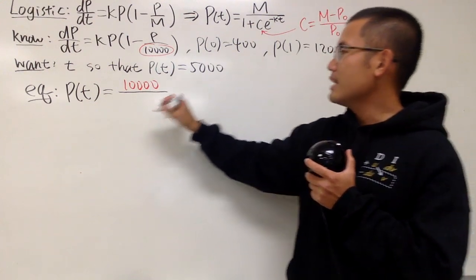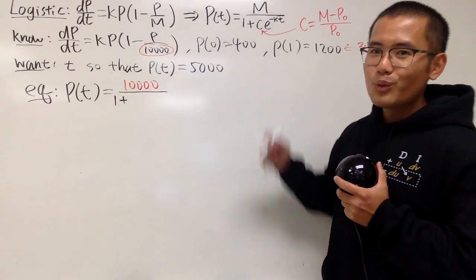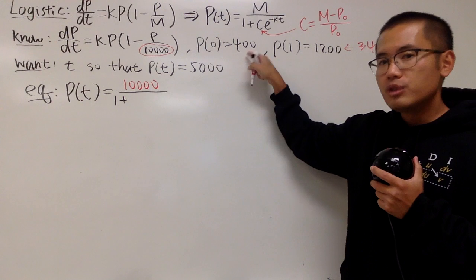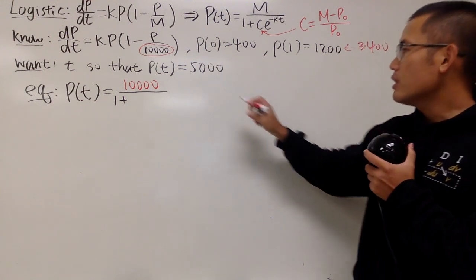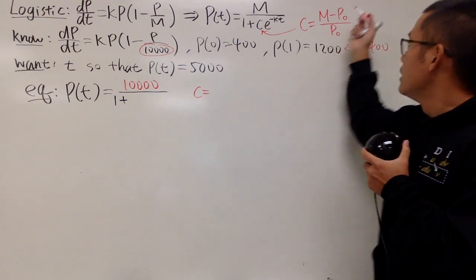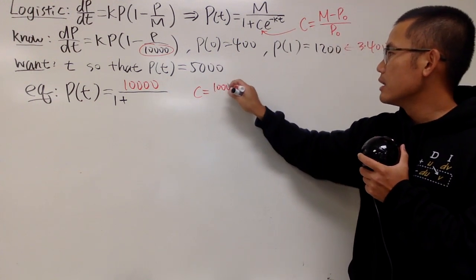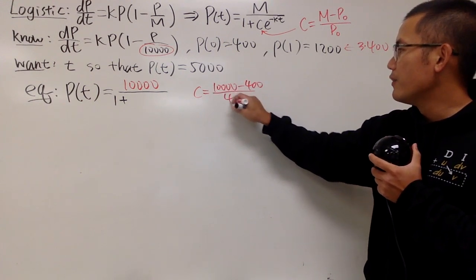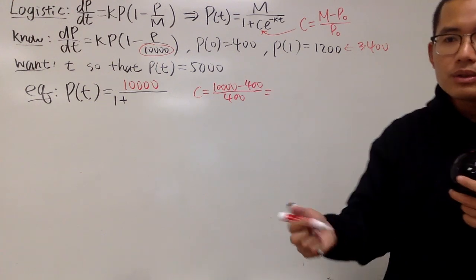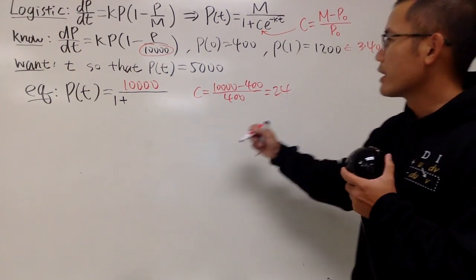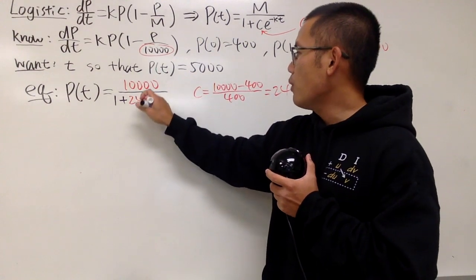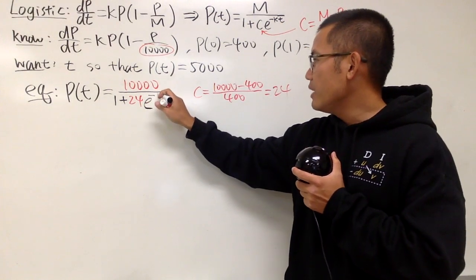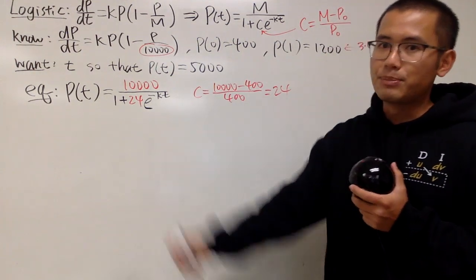over 1 plus, well, let's also work out the C. C is what? M minus P0, meaning the initial population, divided by P0. So let's go ahead and do that. C equals M, which is 10,000, minus the initial, which is 400, and then divided by 400. And of course, you can work this out, and we get 24. So this right here will be the C value, and we have the 24, and e is still e. And we have negative K, which we don't know yet, and then t. So that's pretty much it.